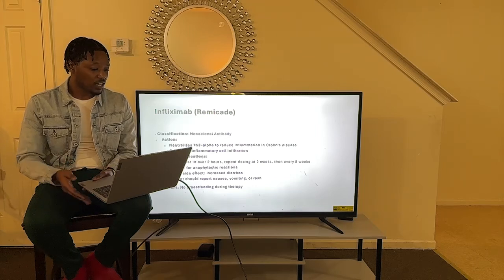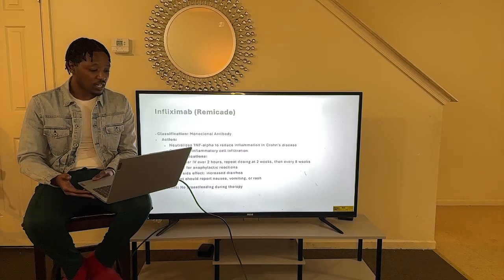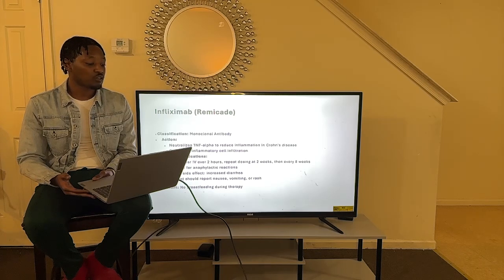Infliximab, okay, so the classification of this is a monoclonal antibody. It neutralizes and reduces the inflammation in Crohn's disease. It decreases the inflammatory cell infiltration.